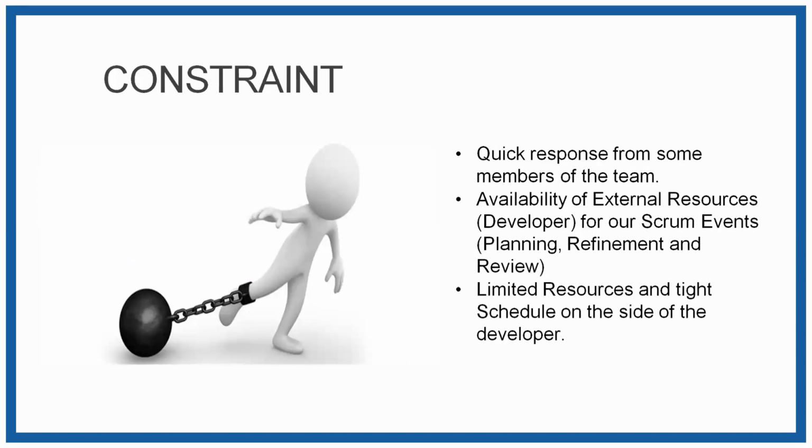Okay, our constraints, we had, sorry, it's supposed to be delayed quick response from some of our team members, availability of the scenario resource for our Scrum events, which was plan refinements we've done, we hardly had them for our Scrum events. I'm not sure we had any of them for our Scrum events. But by now we had to make our time to commit, to explain to the developer or to involve him in a separate sprint planning, to explain to him. Then for Agile, it wasn't available. Then limited resource size and tight schedule on the side of the developer, which I explained earlier. Next slide, please.